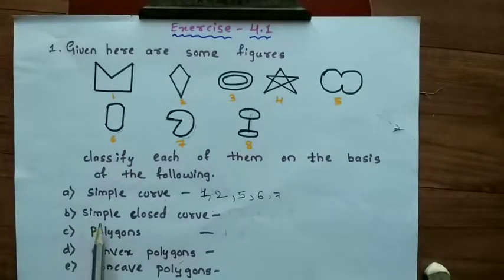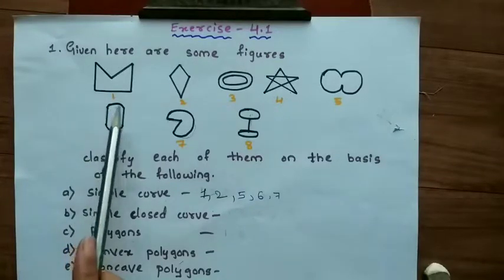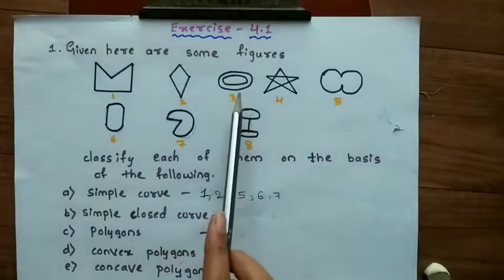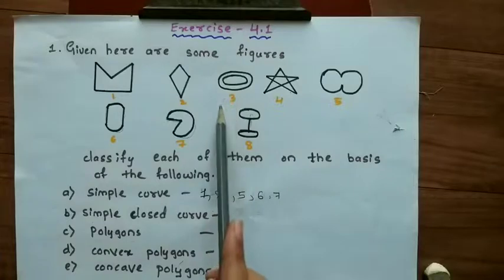Next we have to find the simple closed curve. What is the meaning of a simple closed curve? A figure whose endpoints are joined to each other, that is, the figure should be a closed figure. Here figure 1 is a closed figure. Figure 2 is also a closed figure. And figure 3 is a closed figure, but while drawing this figure we have to lift the pencil. Then it is not said to be a simple closed curve.